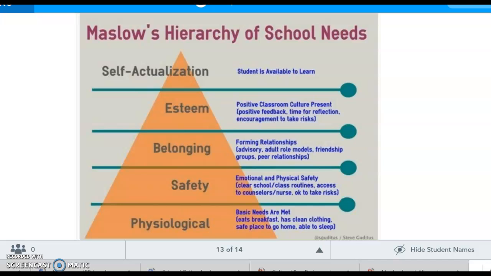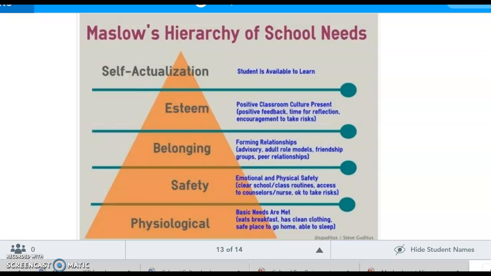If that need is met, then we go up to belonging. This is forming relationships, so making sure that they have adult role models. There are friendship groups, peer relationships. If that is met, then we go up to esteem. This is making sure that a positive classroom culture is present. So positive feedback, time for reflection, and an encouragement to take risks. And if all of these needs have been met, then we move up to self-actualization, where the student is available to learn.